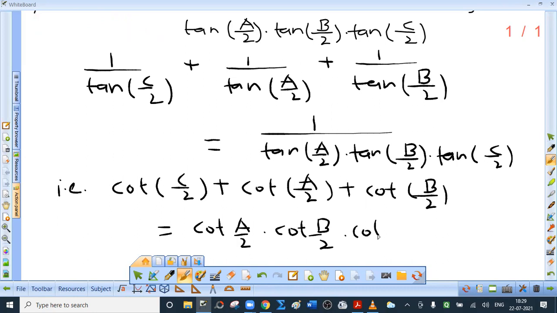Cot C by 2. Actually, there is one more step. I won't write that, but you have to. What is required? Do we require this in this order? No, we need cot A by 2 plus cot B by 2 plus cot C by 2, though it is true that A plus B plus C is the same as B plus C plus A. Okay, so that is the result.